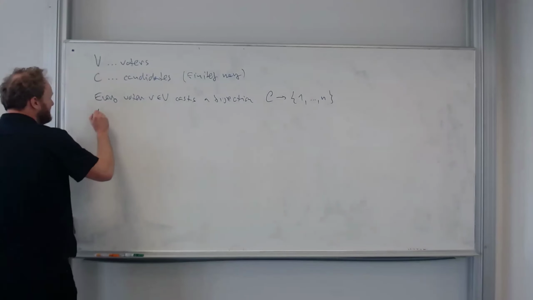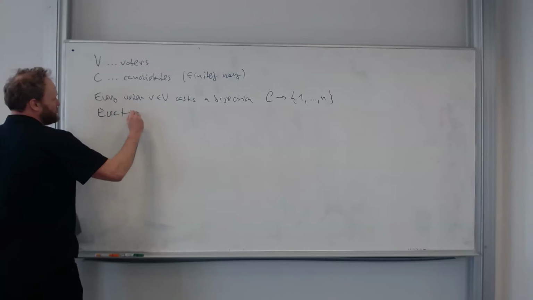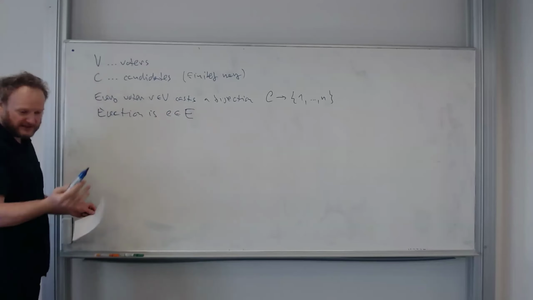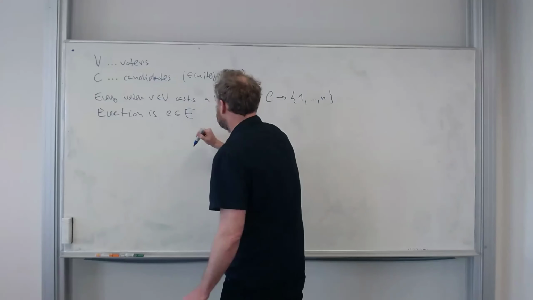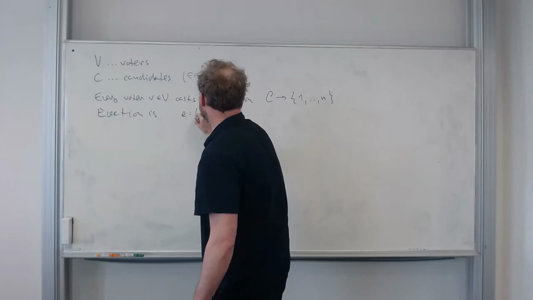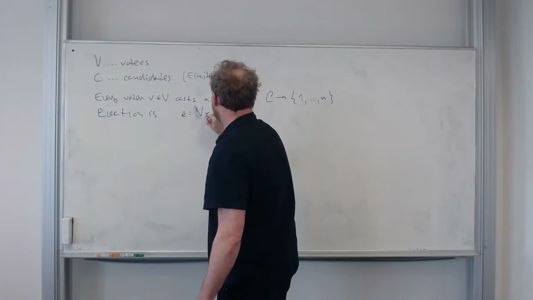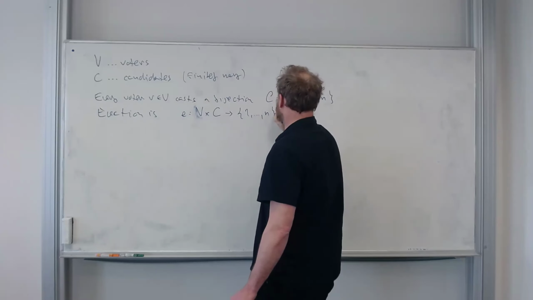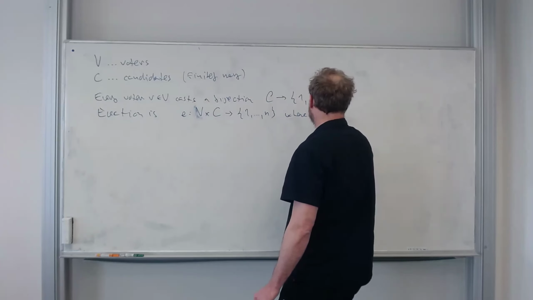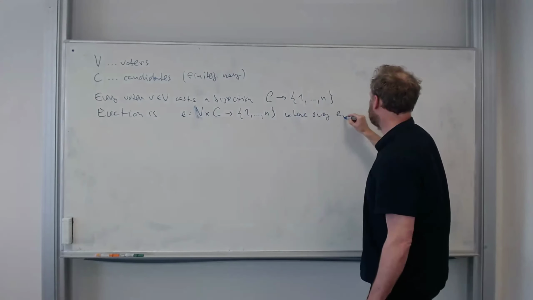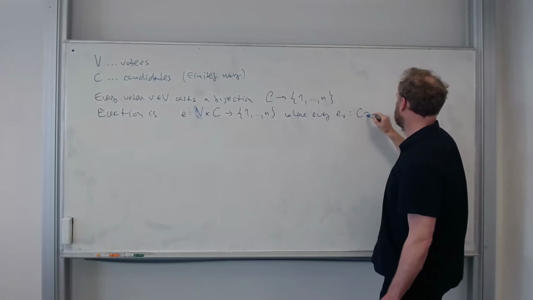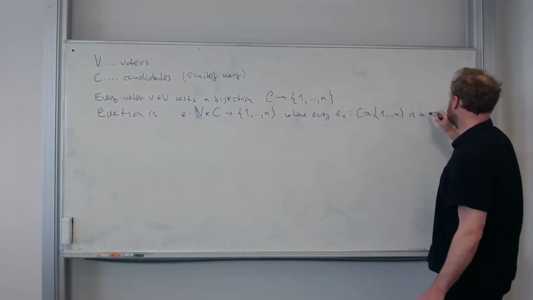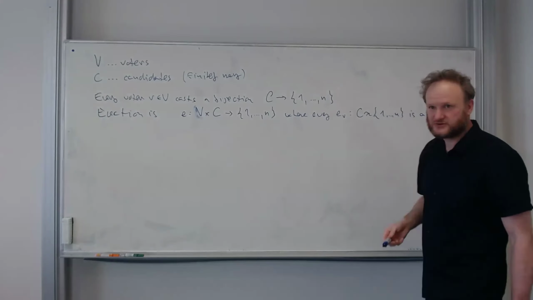An election is such a choice. Let's say capital E will be the set of all elections, which says that this voter has assigned this candidate this position, where every E_v, I will denote it like that, is a bijection, which is a vote. Okay, so this is what an election is.